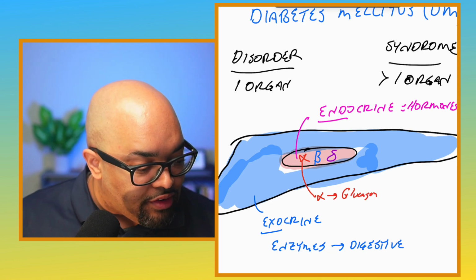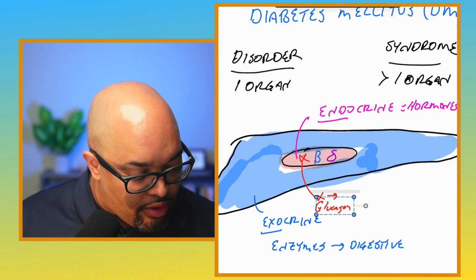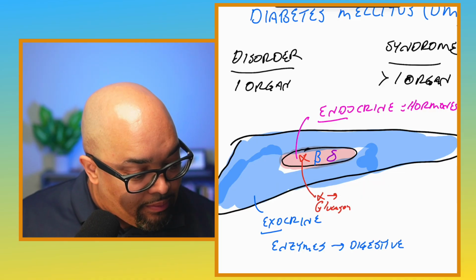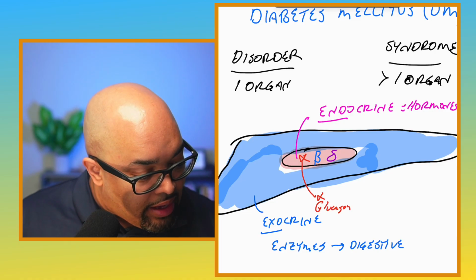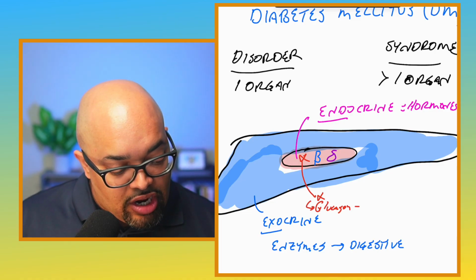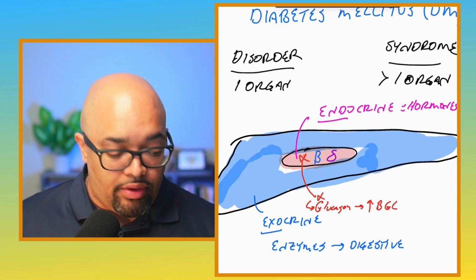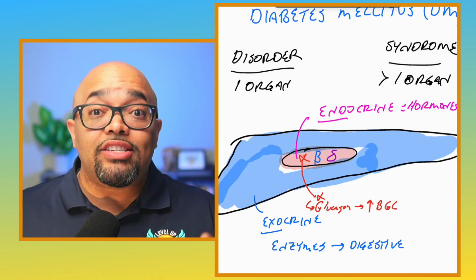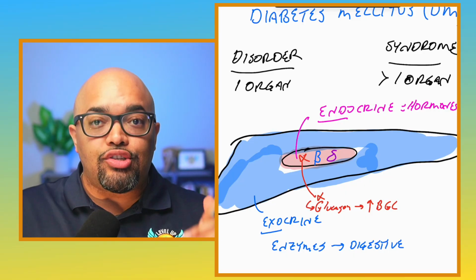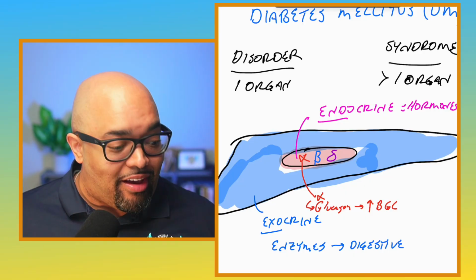Okay. So alpha cells produce glucagon. Now, what is glucagon? Great question. So, glucagon is a hormone. And what does it do? Its job is to raise the blood glucose level. Okay. So basically, it raises your blood sugar. When your blood sugar gets too low, glucagon gets released to say, hey, let's get this sugar back up.